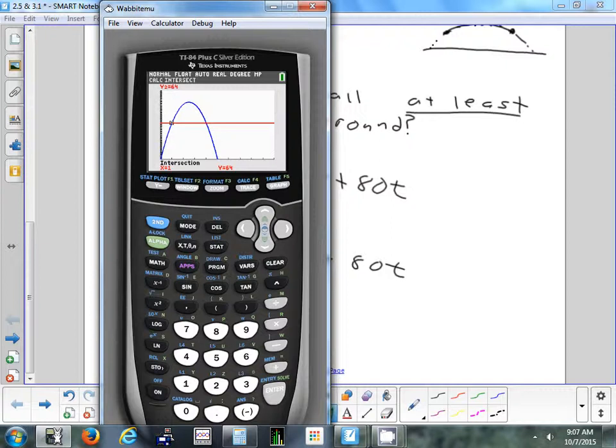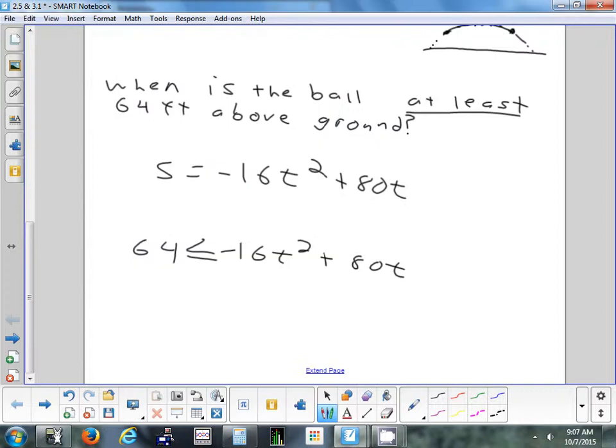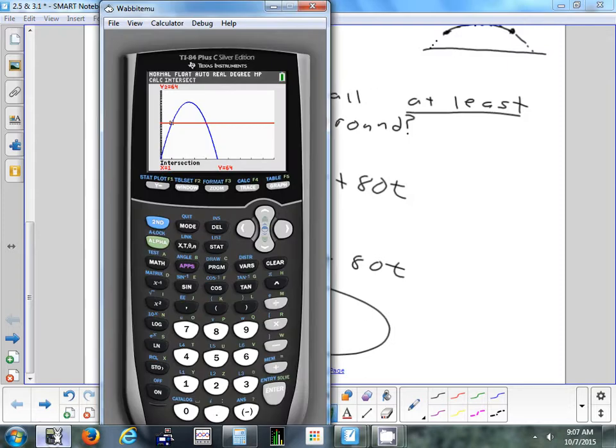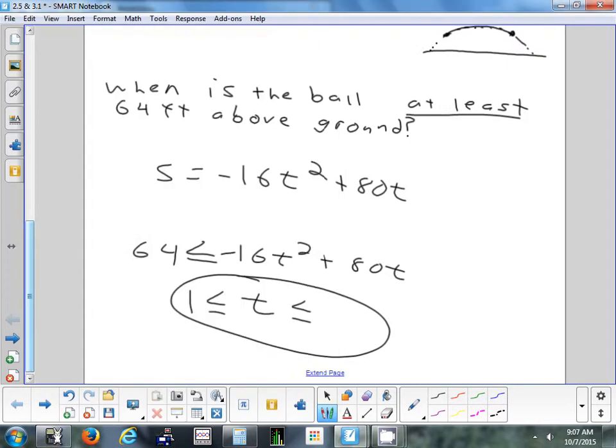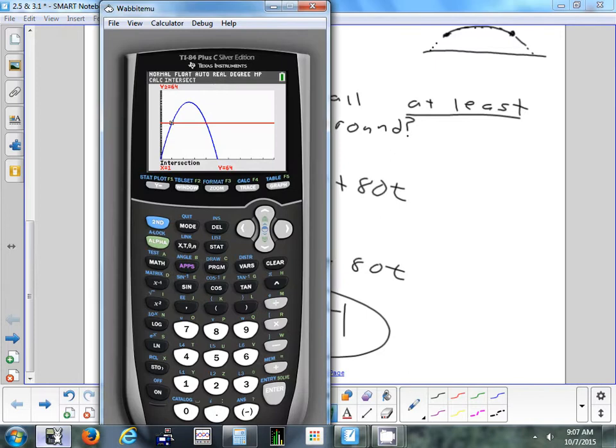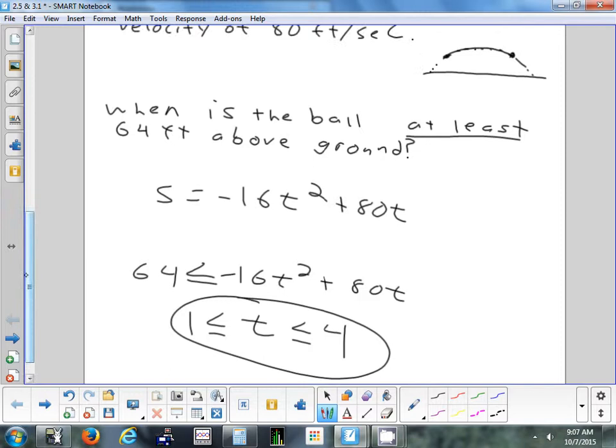It's going to stay up above 64 feet until that other point right there. So 4 seconds? 4 seconds. All right, so look, after 1 second, it's above 64 feet, 2 seconds, 3 seconds, and then 4 seconds. It comes back down to that point right there, and then goes back down. Okay, so that answers the question. The ball is above 64 feet between 1 and 4 seconds. It's exactly at 64 feet at 1 second and 4 seconds.